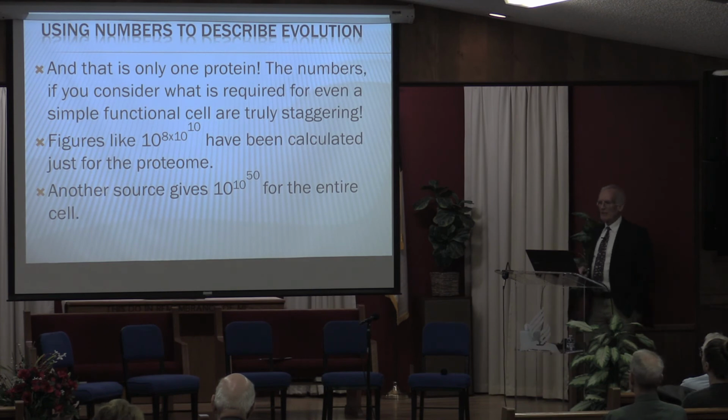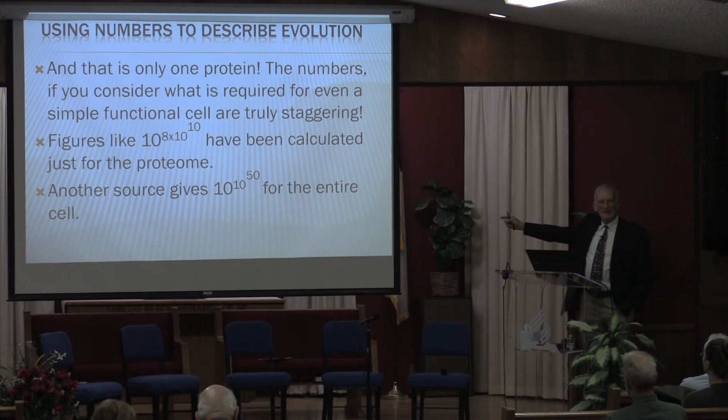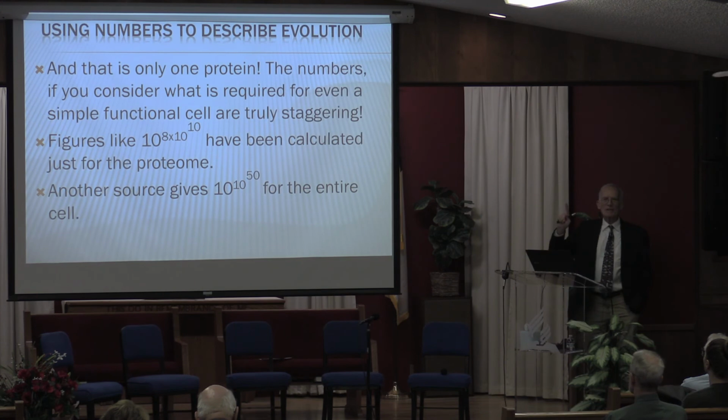That's only one protein. The numbers, if you consider what is really required for even a simple functional cell, are truly staggering. One figure was 10 to the 8 times 10 to the 10th power. 10 to the 10 is 10 billion. 80 billion zeros. 10 with 80 billion zeros after it. That's to get just the proteins in a cell by random processes.